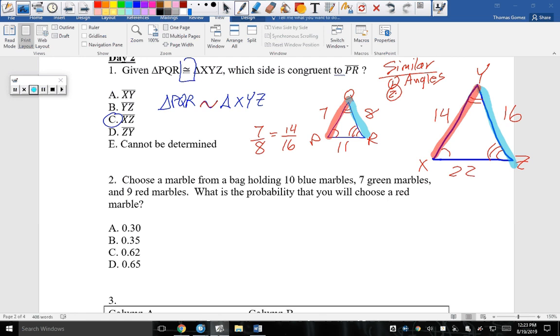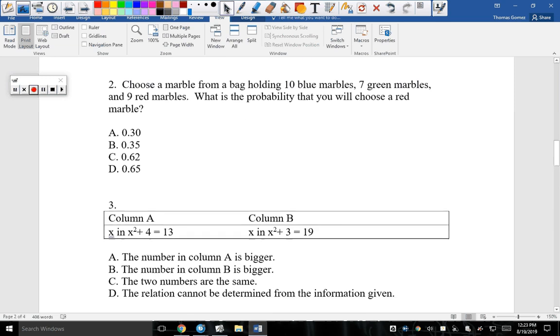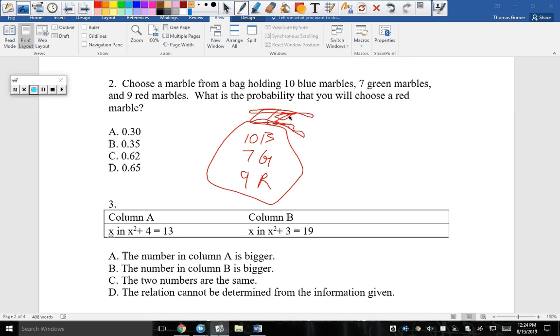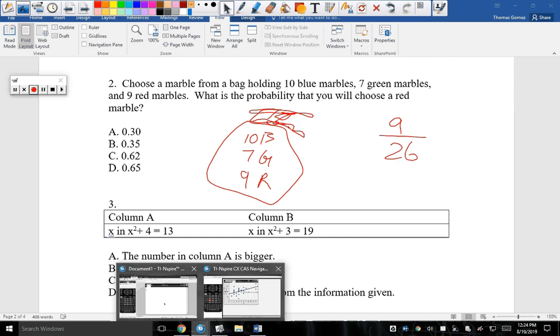Any questions on this? Okay, so C is not too difficult. Alright, so choose a marble from a bag holding 10 marbles: 10 blue, 7 green, and 9 red. So whatever that bag looks like, right? Oh, that's good enough. And I want to know, what is the probability that you would choose a red marble? Okay, how many reds do I have? 9. Out of how many? 26.